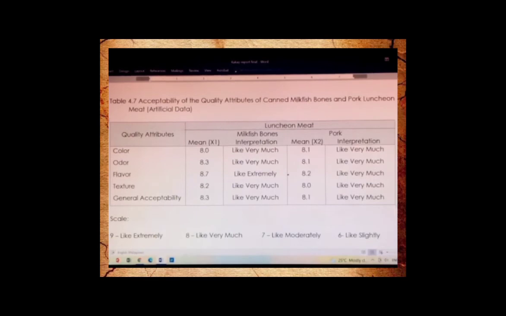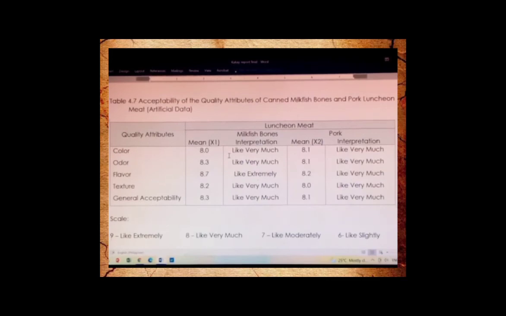So let's proceed to the flavor. This is the quality attributes. So as you can see, this is different from the other group. The mean x1 is 8.7, for milk fish bone the interpretation is like extremely, and mean x2 is 8.2, and for pork the interpretation is like very much. So next we have texture. The mean x1 is 8.2, like very much, and 8.1, like very much. General acceptability is 8.3, like very much, and 8.1, like very much. And this is all the interpretation for milk fish bones.